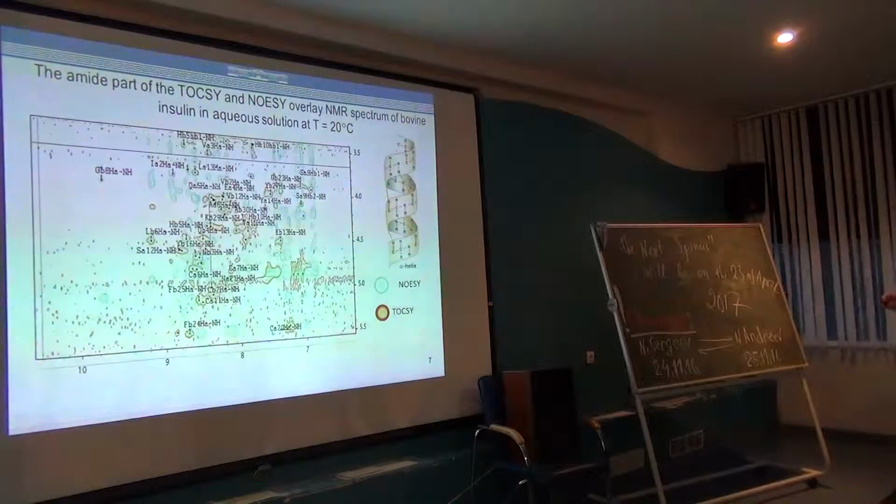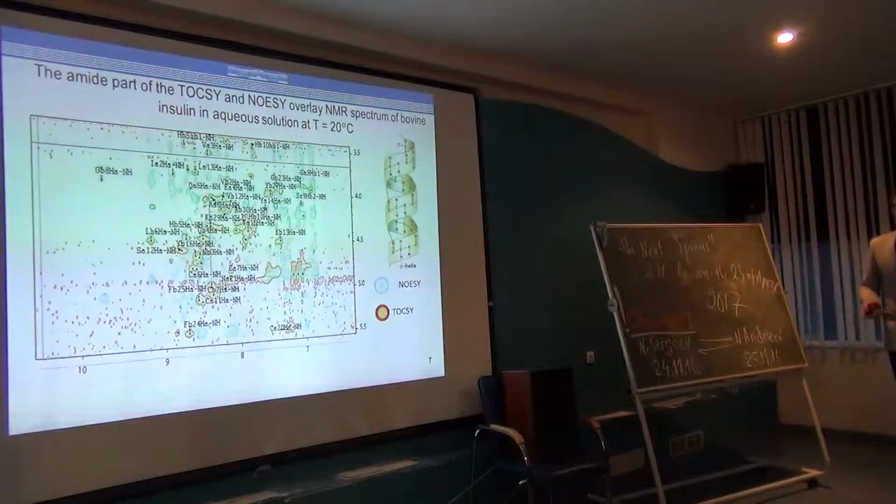So we used these two-dimensional methods. First of all, we used a TOCSY method, which yields through-bond correlation via spin-spin coupling. Additionally, we used a NOESY spectrum, which yields through-space correlation via dipole-dipole coupling. So, in the picture you can see an overlay of spectra. The axis is a frequency in ppm.